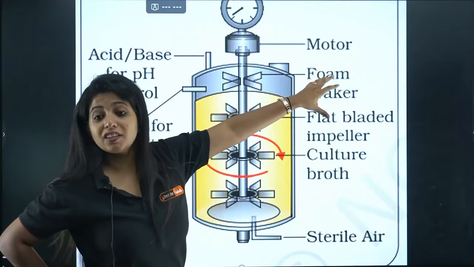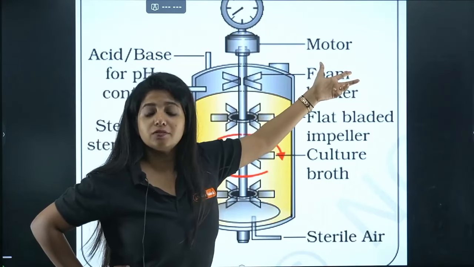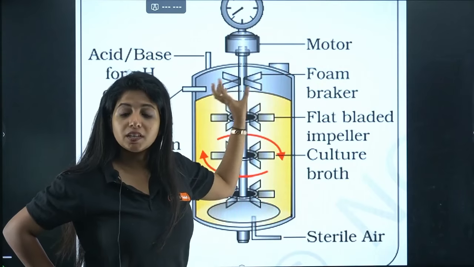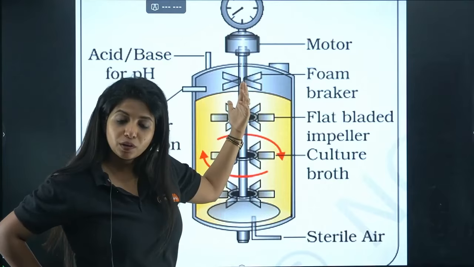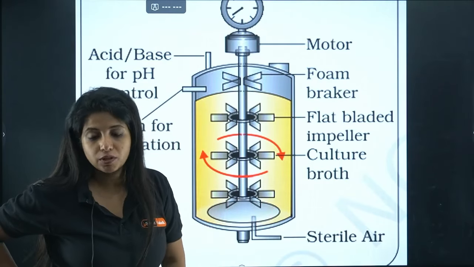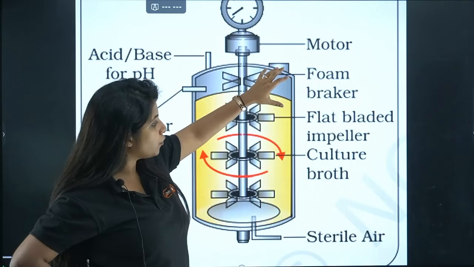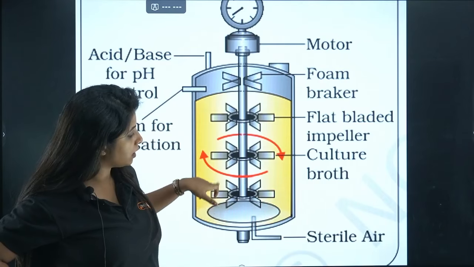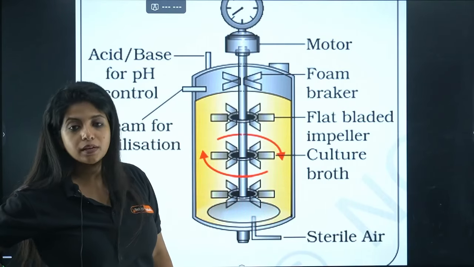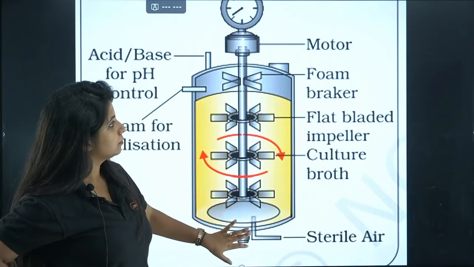There's a foam breaker at the top. Now you can get questions like, what is this? This is a foam breaker. It does not allow foam to form. If foam is formed, the whole process gets disrupted. So for stopping that, you need a foam breaker. This is the culture broth in yellow, and this is the sterile air that is being put in over here.